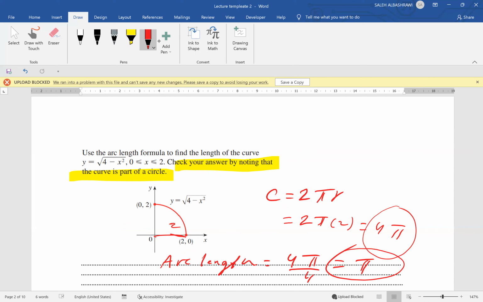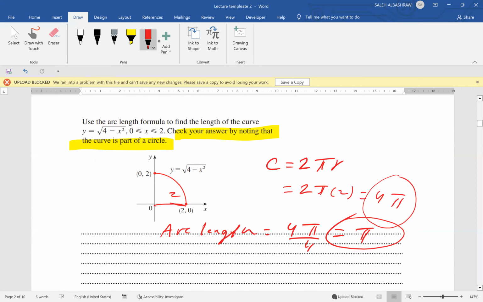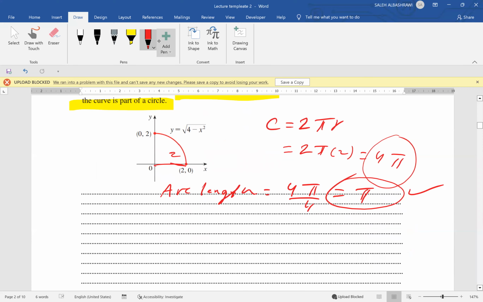But now I need to confirm it by using the arc length formula. We apply the arc length formula to confirm this answer. So in the first step, I will find the derivative for the given function. y prime is equal to, if we differentiate, minus x divided by the square root of 4 minus x squared.